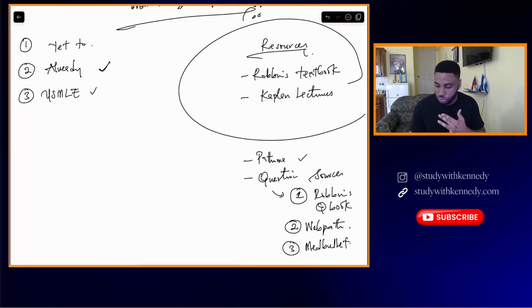Number one is the Robbins QBank. Number two is WebPath. Number three is MedBullet. The fourth thing you can do to get questions to practice. What I'm giving you guys is based on where we are in the world currently. I want to show you guys all the ways you can improve your studies, all the ways you can improve your lectures and all of that. And I think I'm going to take you guys a little bit into this place.